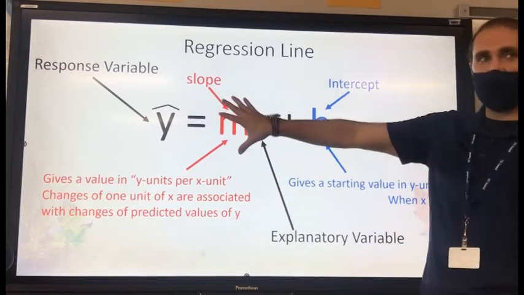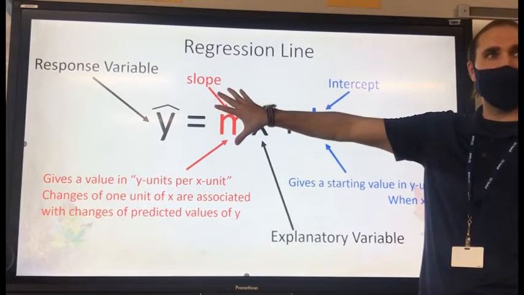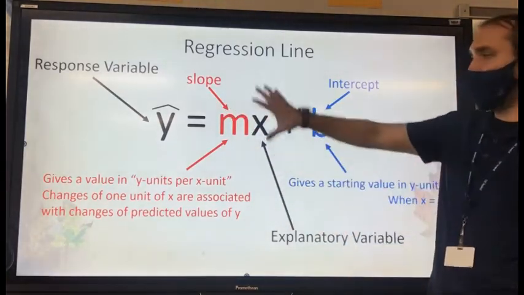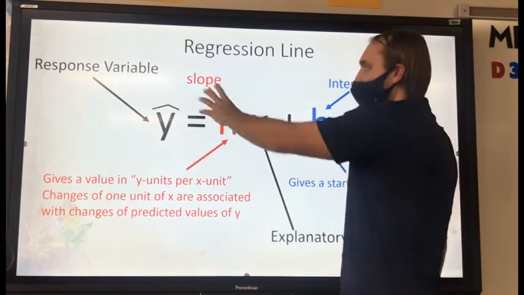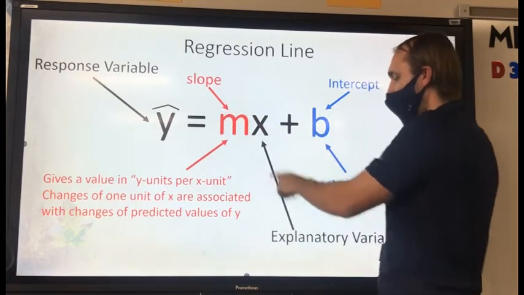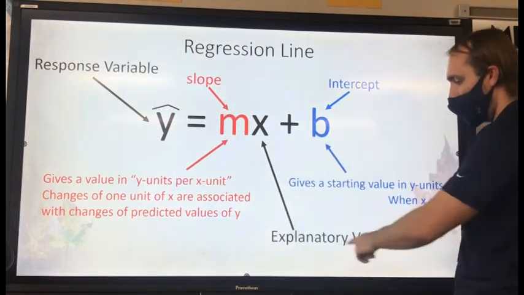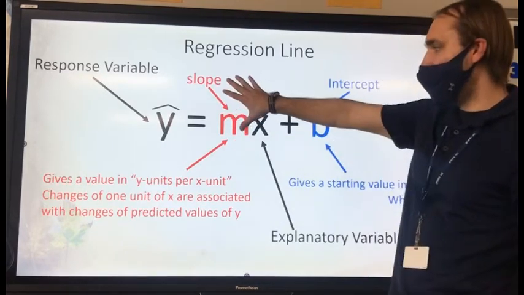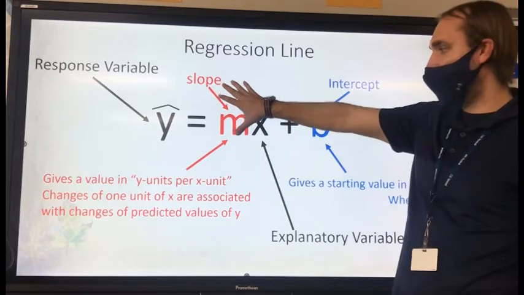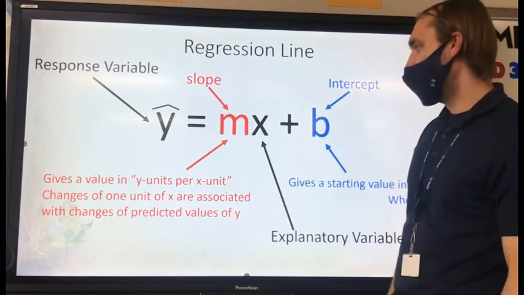You should know this from algebra. y equals mx plus b, slope-intercept form. But this is actually called regression form here in stats. m is still the slope, so that's the number being multiplied to your variable. In this case, my variable is the explanatory variable. Slope gives my change in y units per x units. So it's rise over run.